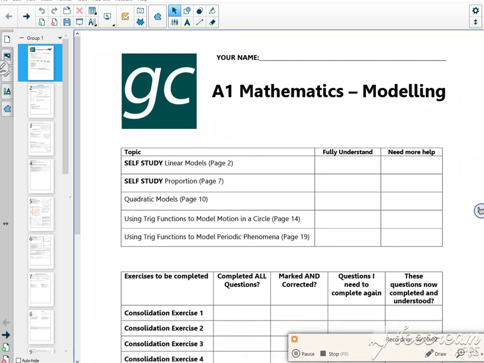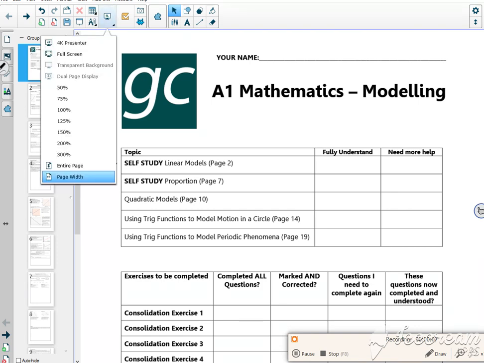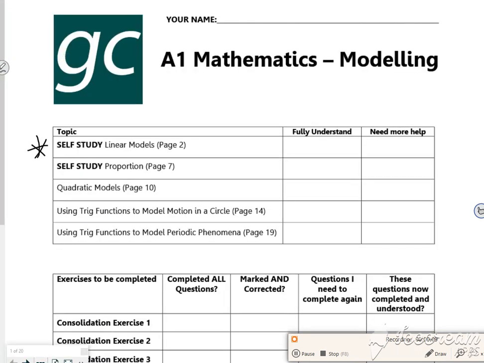Hi everyone, so I'm just looking at the first bit on the modelling pack. It's actually now down as a self-study, so I'll have a quick zip through that.